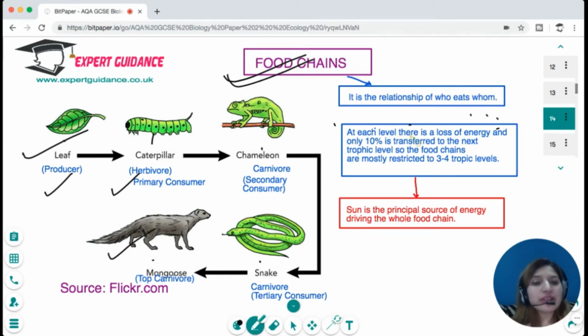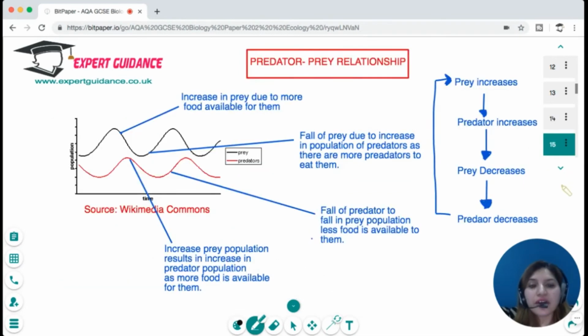At each level, there's a loss of energy and only 10% is transferred to the next trophic level. Therefore, food chains are mostly restricted to 3 or 4 trophic levels so that we have maximum energy to the top level of the food chain. And for the food chain, you should remember the sun is the principal source of energy which is driving the entire food chain. Now, this is a very important graph, which is the predator-prey relationship.